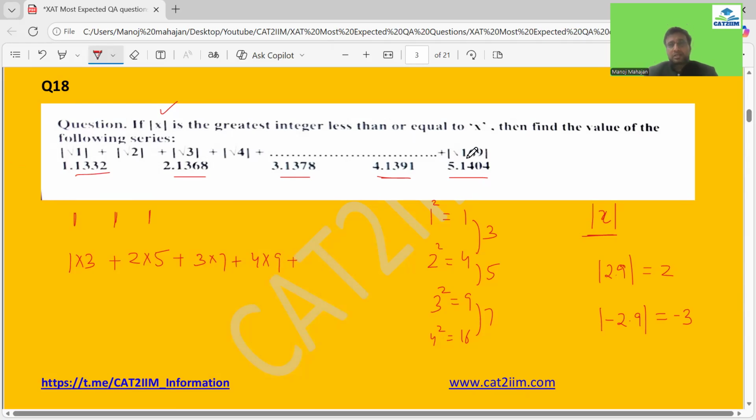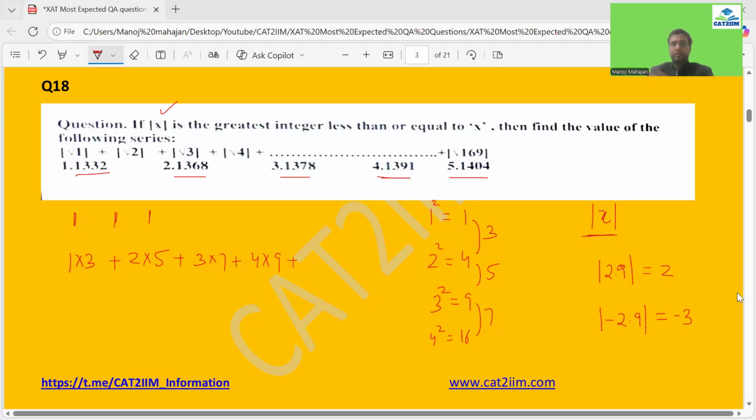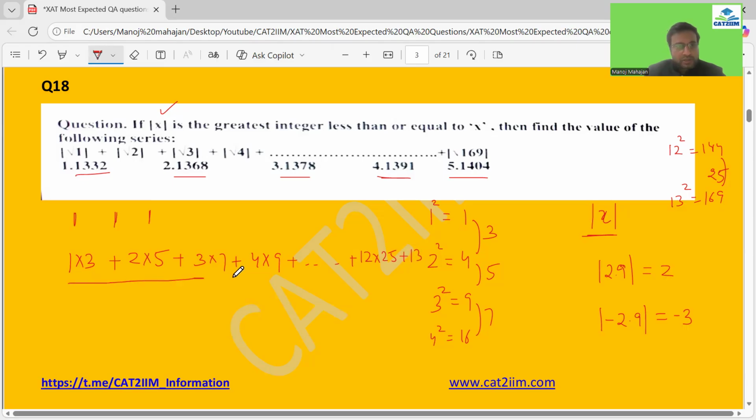So the last over here is root 169. Root 169 and doing a GIF, this would come out to be 13. So the series is actually going till 12 square, which is 144. 13 square is 169. So this difference, how much is that? 25. So I can write 12 coming 25 times. And then from outside, they're adding just 13. So this is what you need to find as the answer.